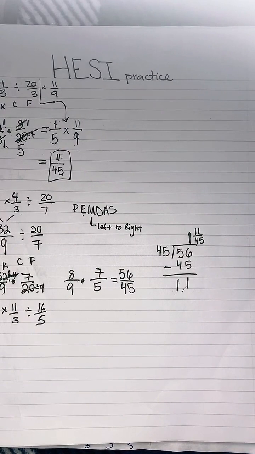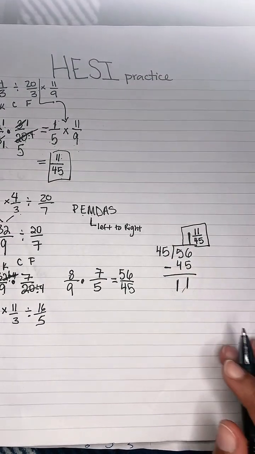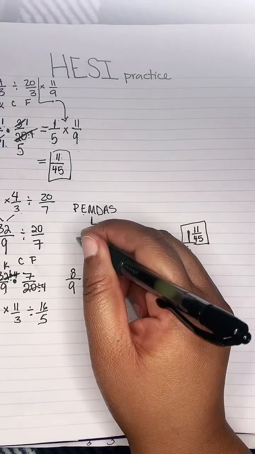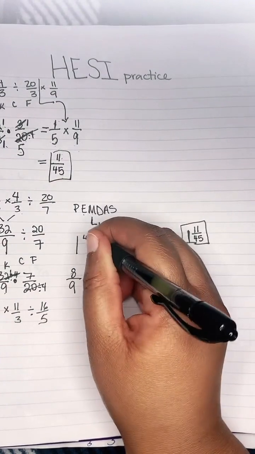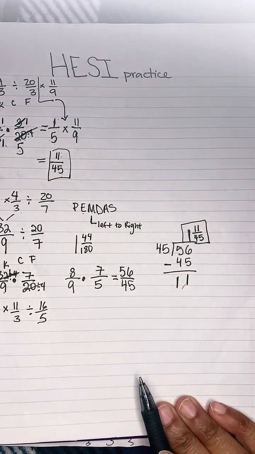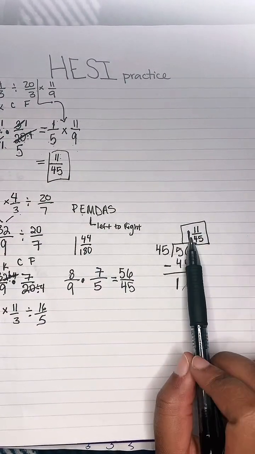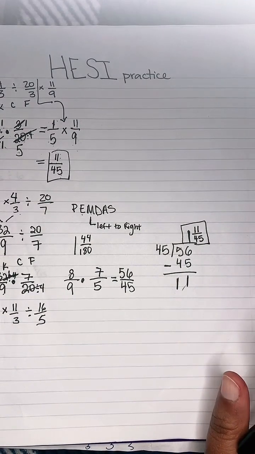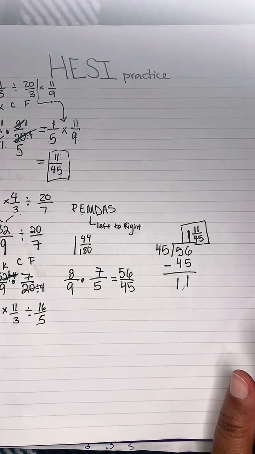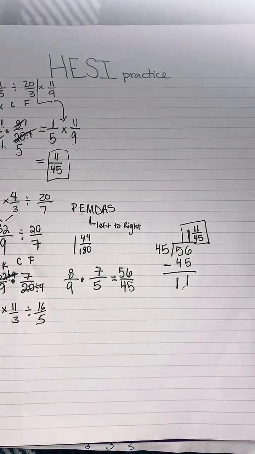Now, okay, I want to go back to what Vendetta said, because Vendetta said 1 and 44 over 180. So I want to see, is this the same as this? Do you guys think this is the same as this?